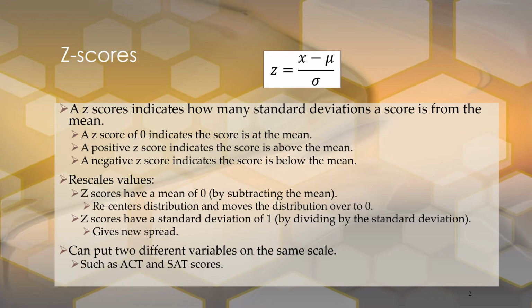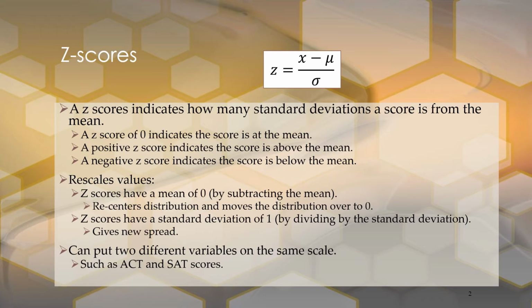So we can say, if we talk about what are called z-scores, student A has a z-score of 0, and student B got a z-score of 2. And so student B did better because they had a higher z-score. A z-score tells you how many standard deviations a score is from its mean. So a 0 indicates that the score is at the mean. A positive z-score indicates that they're above the mean, and a negative z-score indicates that they're below the mean.